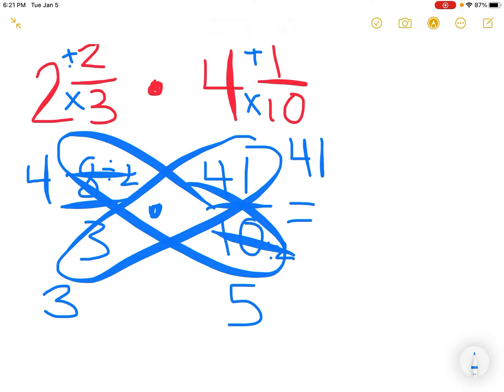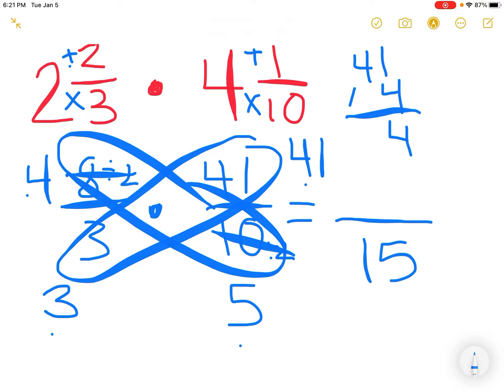Now we multiply straight across with our new numbers. 3 times 5 is 15. 4 times 41, if you need to do a little bit of scratch work, do that off to the side. We get 164. Now I know that's still a pretty large number, but we would have gotten a much larger number if we did 41 times 8. So doing that cross simplifying just breaks down our numbers a little bit more for us.